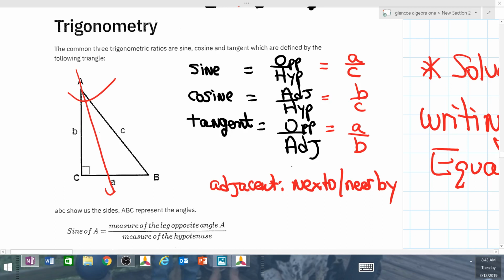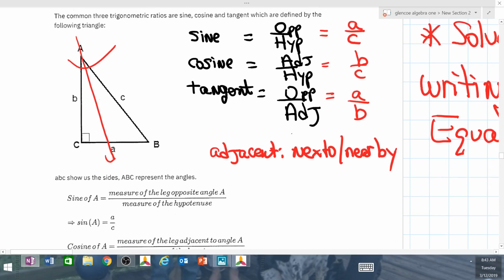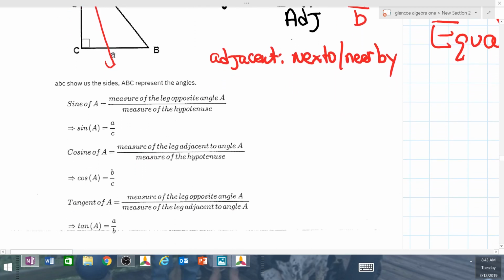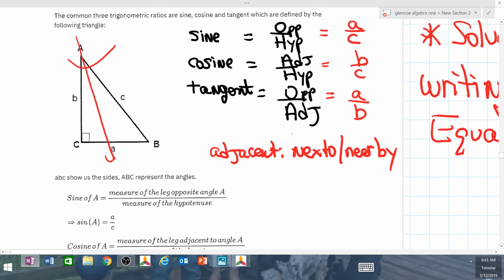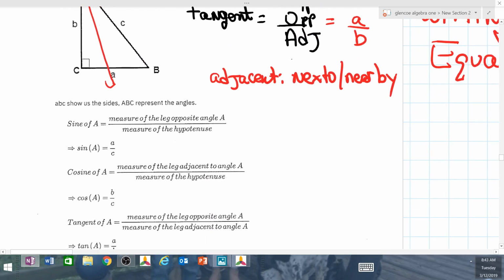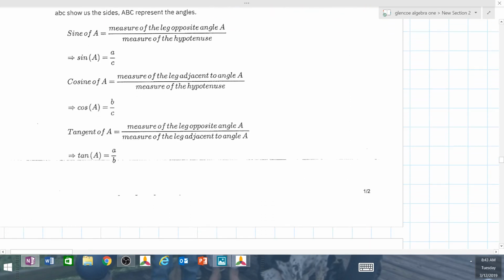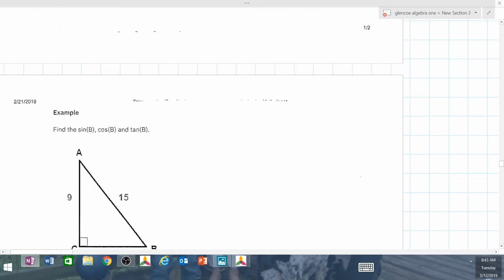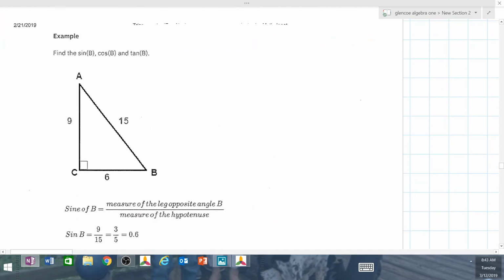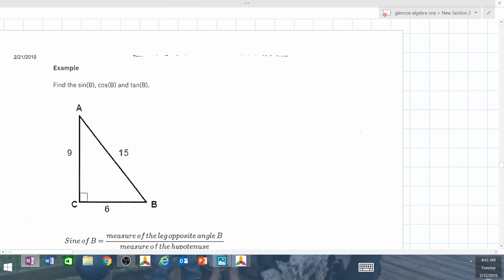Okay. All right. So again, the sine is the opposite over the hypotenuse, which we just said was A over C. The cosine is the adjacent over the hypotenuse, which we said was B over C. And the tangent is the opposite over the adjacent, which is A over B. You all still with me? Okay. All right. Now, let's make our life a little bit interesting. Let's go ahead and find the sine, cosine, and tangent of angle B.